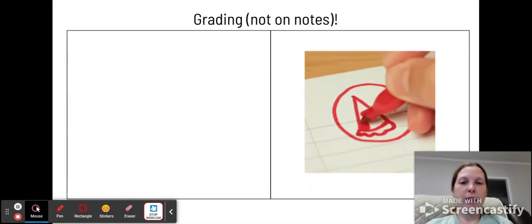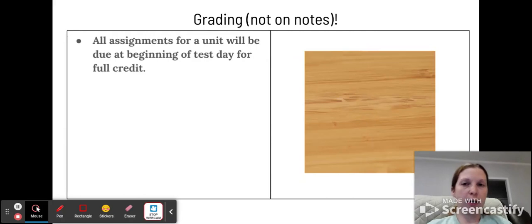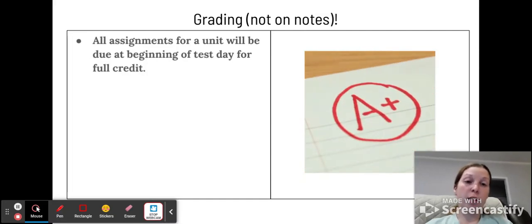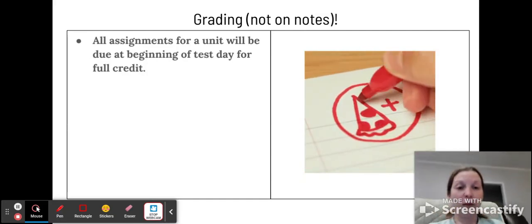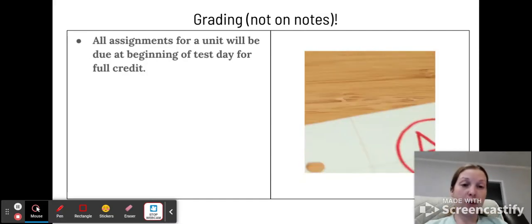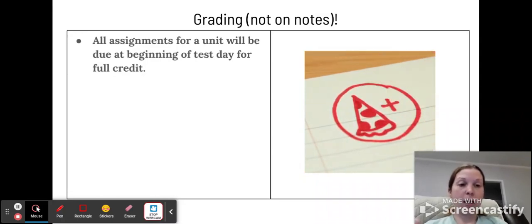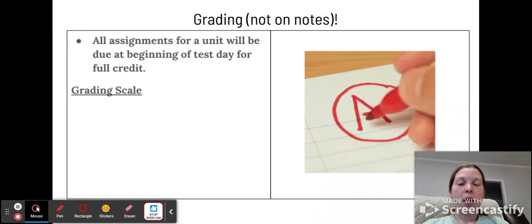So grading, this is on your syllabus, but I just want to make sure I hit these points again. So all assignments for a unit will be due at the beginning of the test day for full credit. So you have to turn it in to me before you start your test. If it comes to me after, it might be a late grade, or I might not even take it. So make sure you get it to me first thing before you start taking your test.